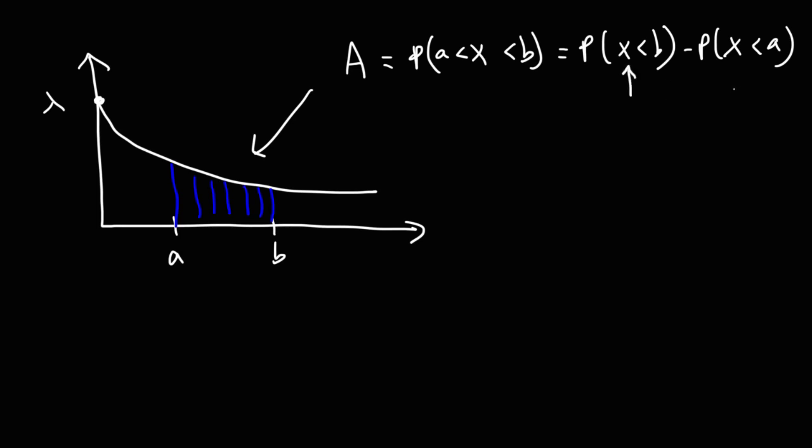So these are areas to the left. So we could use a CDF to calculate the probability that x is less than b and the probability that x is less than a. The probability that x is less than a would be the area shaded in red. The probability that x is less than b would be the area shaded in green. If you subtract the area shaded in green minus the area shaded in red, you'll get the area shaded in blue.